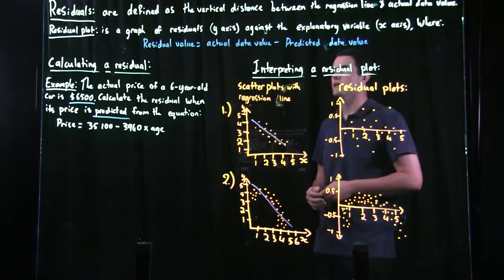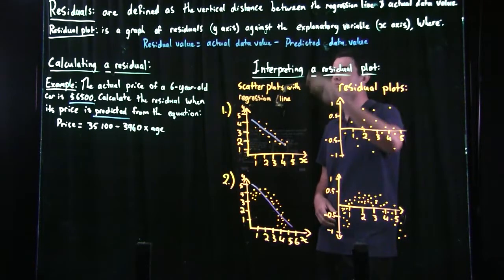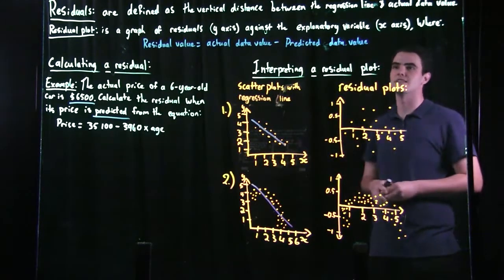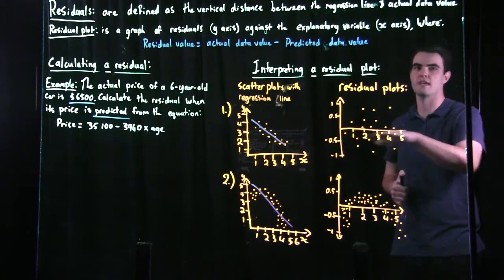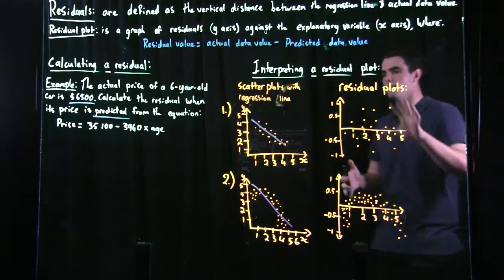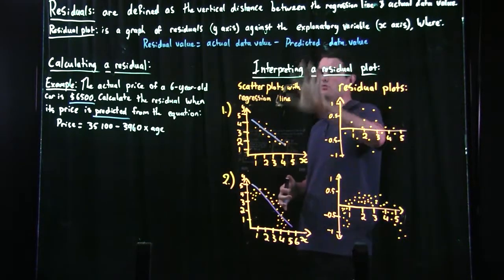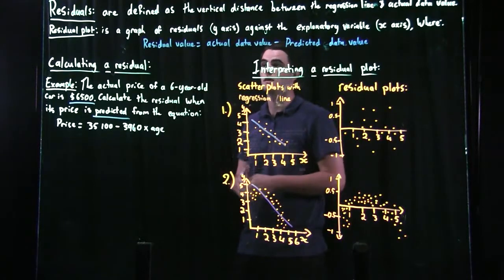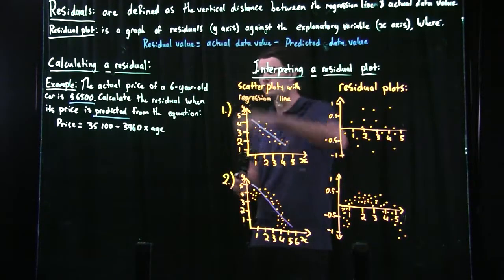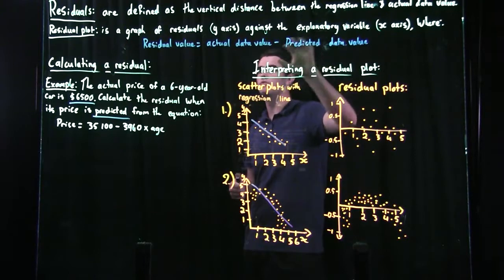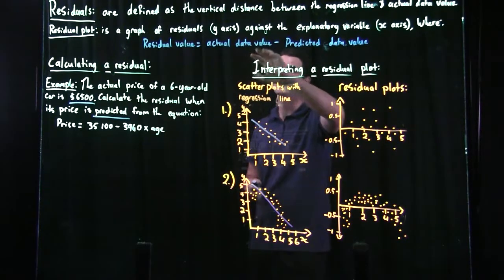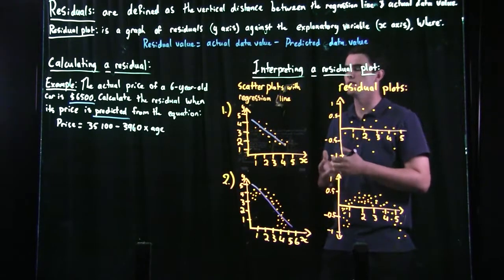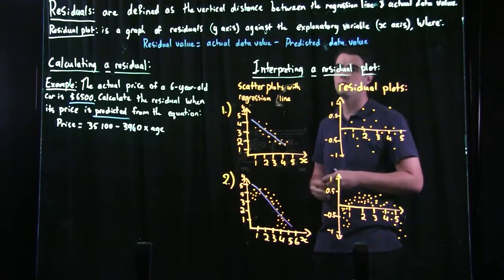We're also going to be looking at residual plots. Okay, so a residual plot is a graph of residuals on the y-axis against the explanatory variable on the x-axis. Okay, hopefully that's pretty straightforward. We will look at this in a little bit. First, we're going to look at actually how to calculate a residual. Okay, so right here we've got the formula for a residual: value equals the actual data value take the predicted data value. Okay. So that's what we're going to be using for this example.